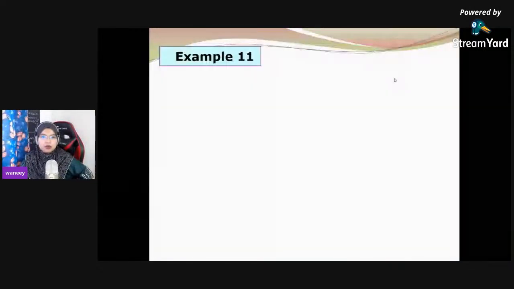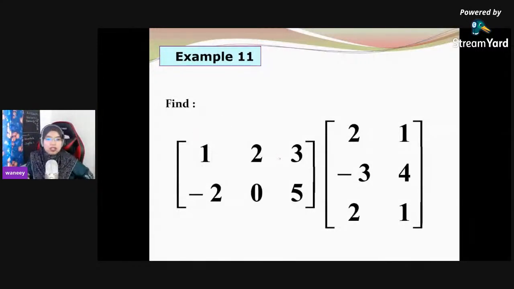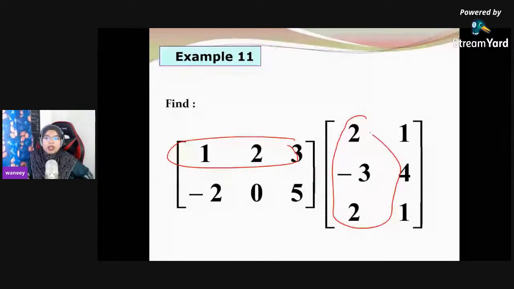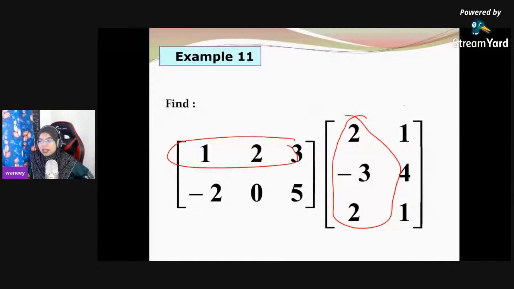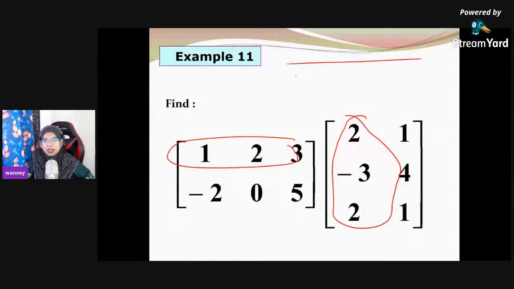Okay, so now, example 11. Find 1, 2, 3, negative 2, 0, 5, times 2, 1, negative 3, 4, 2, 1. So you should times them. The way we times is that we take the row, multiply with column. If you cannot easily see how to times the row and the column, it might be useful if you can actually separate them using a table.